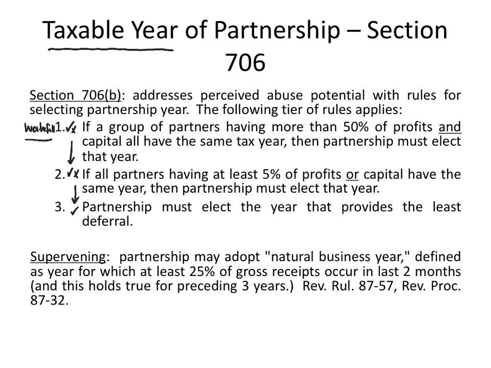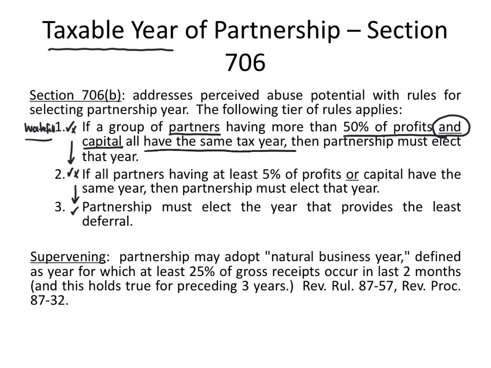If you look at all the owners, if a group of owners owning 50% or more of profits and capital have the same year end, you use that year end. Now, this is important. It's profits and capital interest. Some partners are profits only. Other partners are capital and profits. Only the capital and profits partners count. If you fail that rule, you go to the second rule.